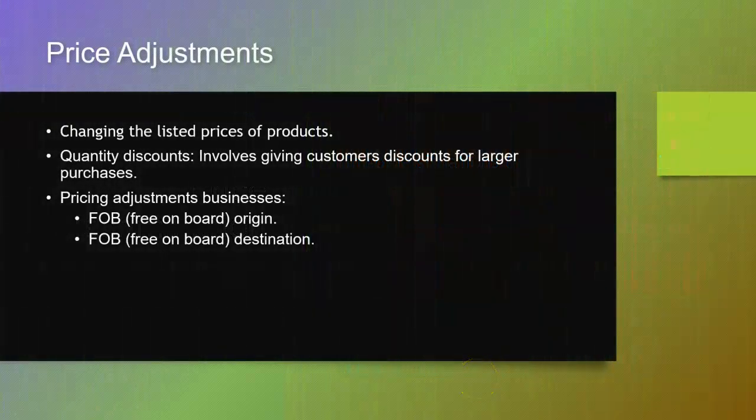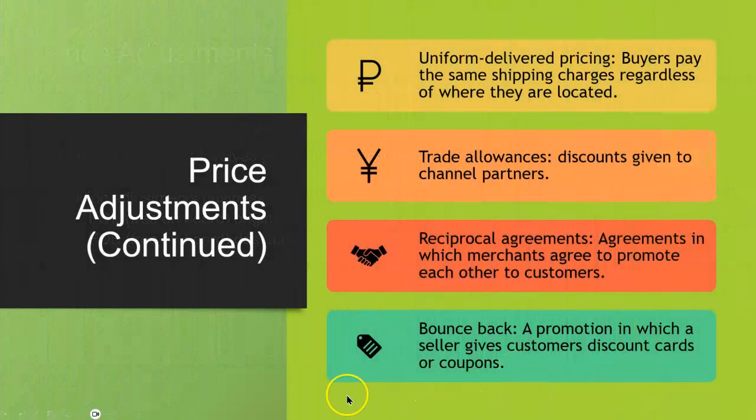Price adjustments: changing the listed prices of products. Quantity discounts involve giving customers discounts for larger purchases. Pricing adjustments for businesses: FOB, free on board origin, or FOB, free on board destination. Continuing on the price adjustments, there's uniform delivered pricing, where buyers pay the same shipping charges regardless of where they are located. Trade allowances: discounts given to channel partners. This happens at trade shows.